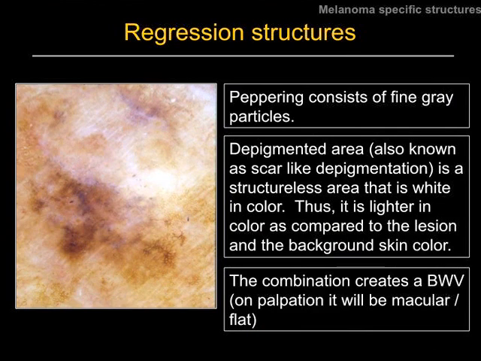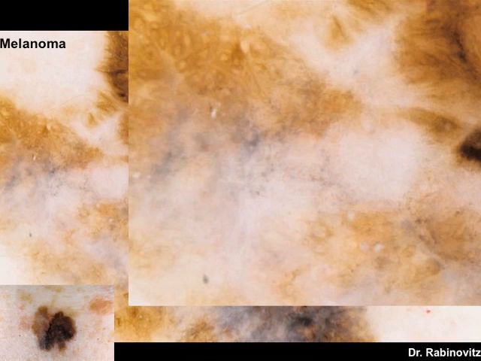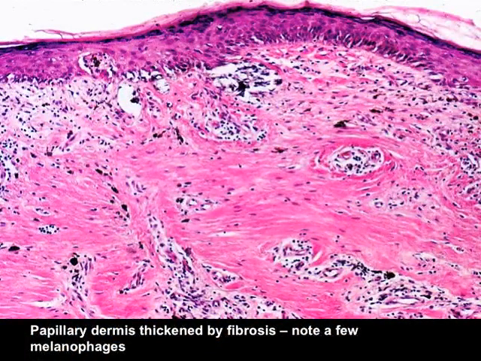Okay, regression structures. Now you know that regression structures, formerly known as blue-white structures, blue-white veil over a flat area, consist of two things. They consist of white scar-like areas, depigmentation, and peppering, right, granularity from the melanophages. That combination gives you the regression structures and the blue-white veil over flat areas. So here, again, blue-white regression structures. And notice the white scar-like area, the peppering, and this is the blue-white over flat. And again, it represents regression.